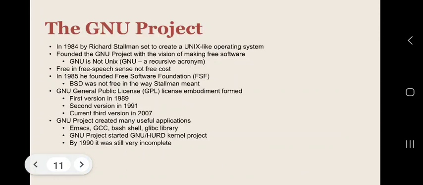And so they also brought in the Bash shell, and the C library, the GNU C library, which is called glibc. And the GNU project started the GNU Hurd kernel project, but they never succeeded in that. And by 1990 it was still very incomplete. And when I say 1991, you must now remember the Linux kernel as well, which appeared in 1991.